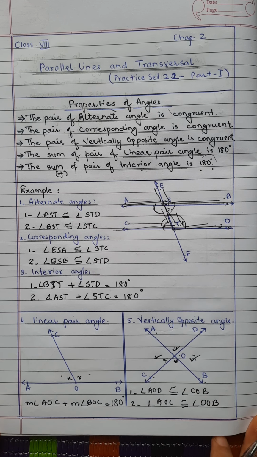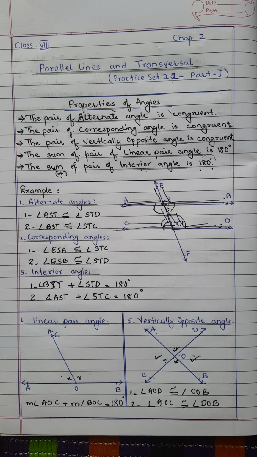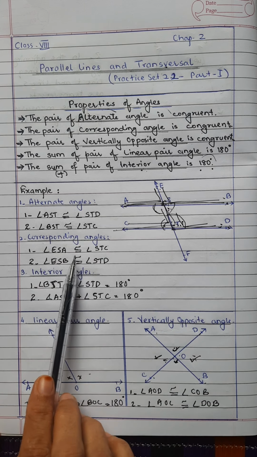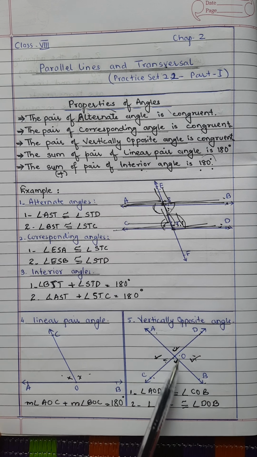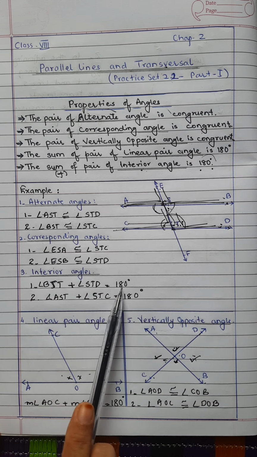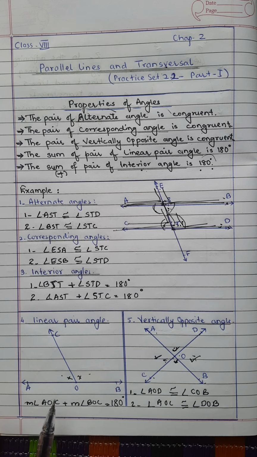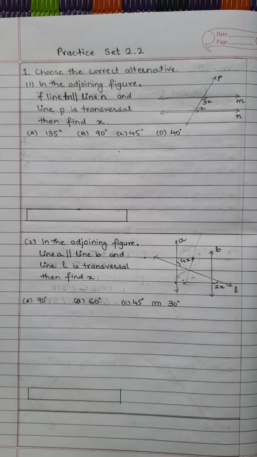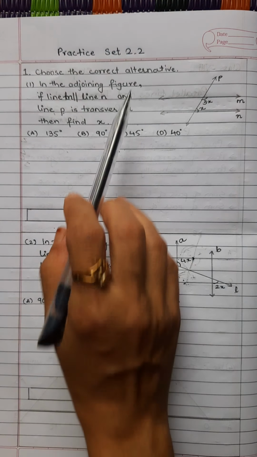That's it about all the properties of the angles. Again I repeat: the pair of alternate angles is congruent, the pair of corresponding angles is congruent, the pair of vertically opposite angles is congruent, the sum of a pair of interior angles is 180, and the sum of linear pair angles is also 180. Now, based on these properties, we'll start with practice set 2.2 question 1.